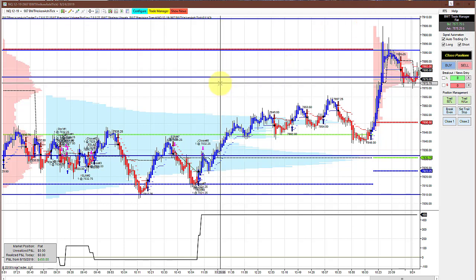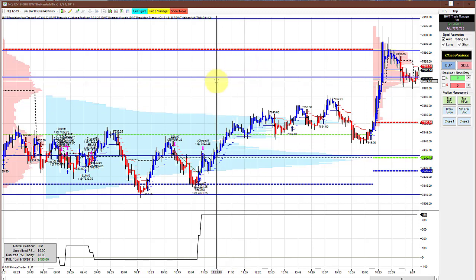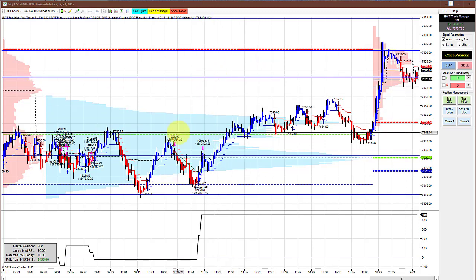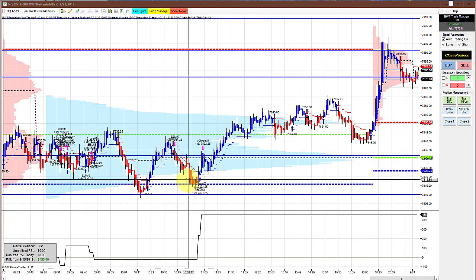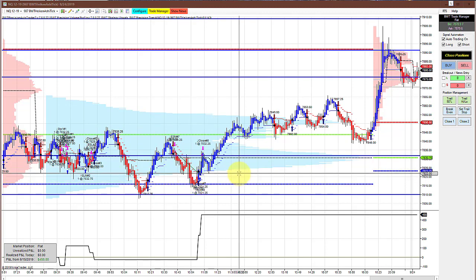What I have here is a chart of the NASDAQ, and I wanted to point out the support and resistance levels that I drew from Friday, when I spoke about volume profile and finding support and resistance. I wanted to show you how those levels that I drew from the previous session played out in today's market.